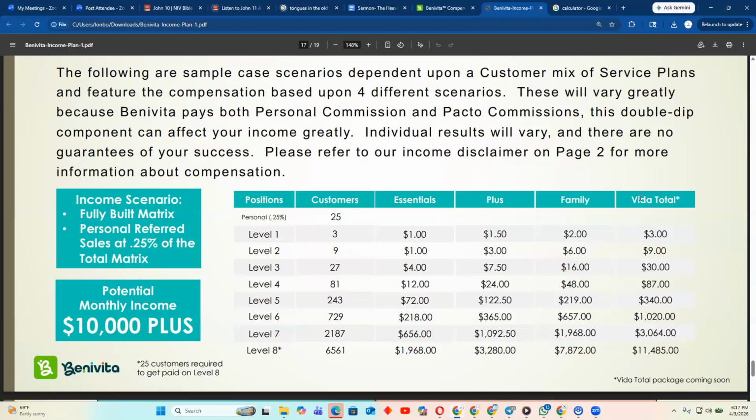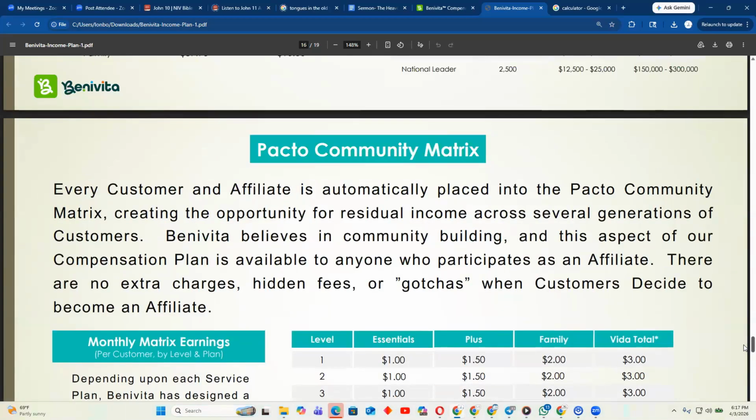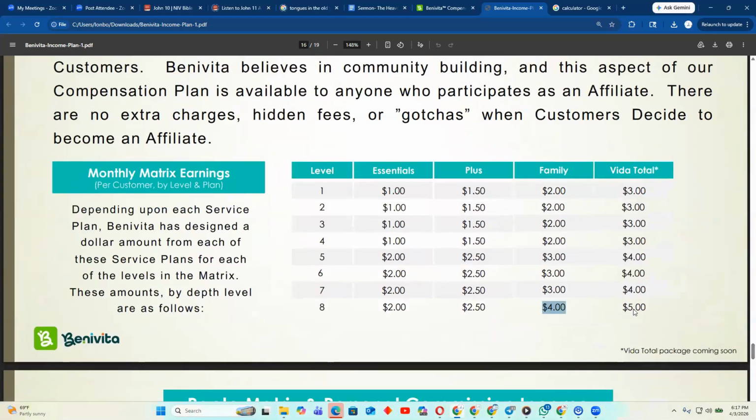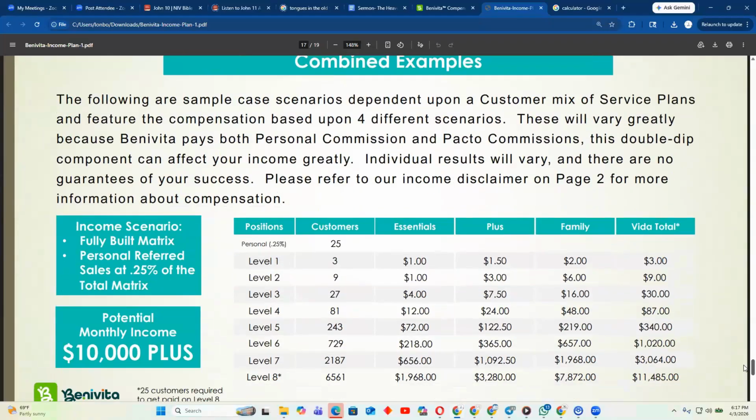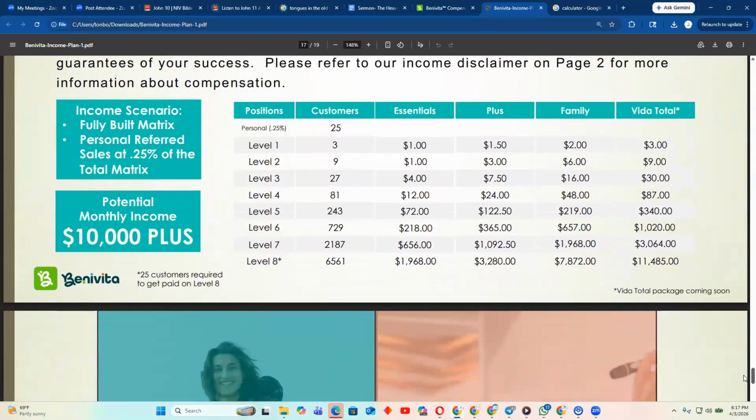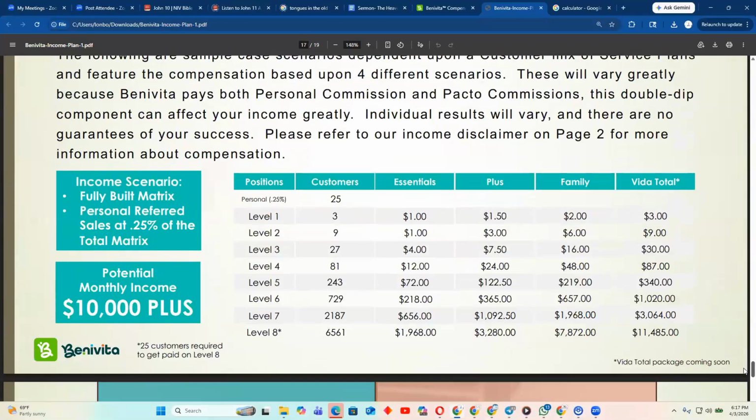Pretty soon we'll have Vita Total. It's going to be a little bit more, and it's going to have more stuff. It's not available now, but just think about how much that would be. That's $5 at the last level. $4 at the seventh level. So you guys can just imagine how far that could take you. I want to show you guys one more thing.